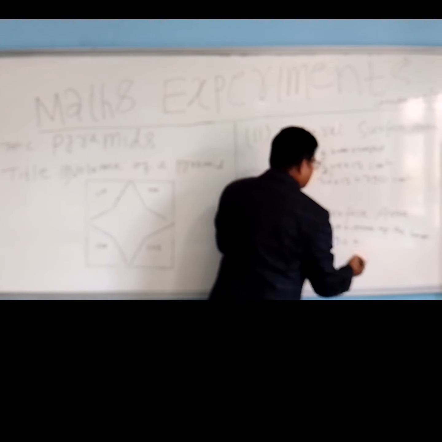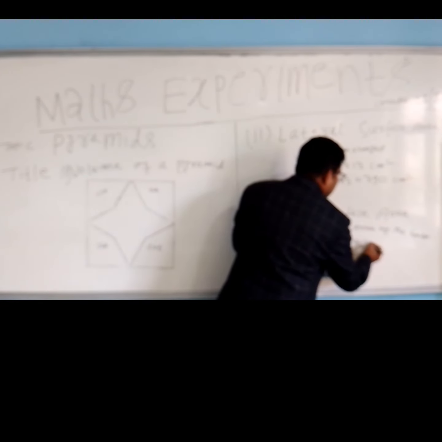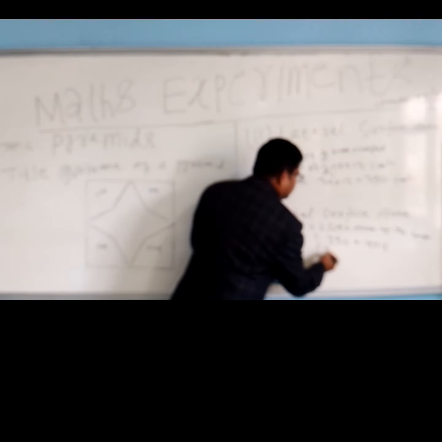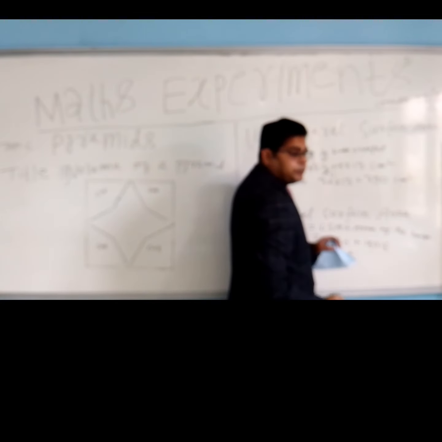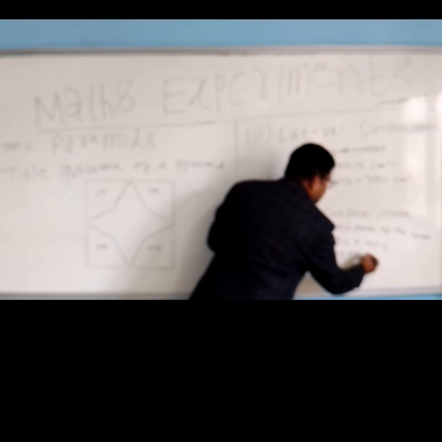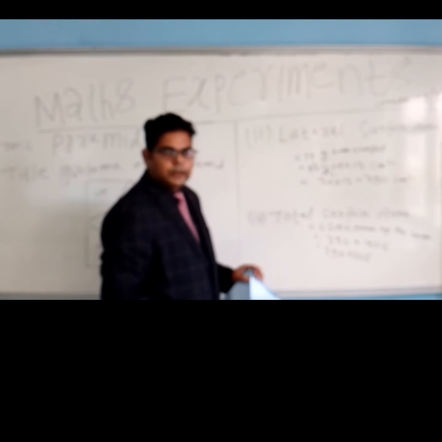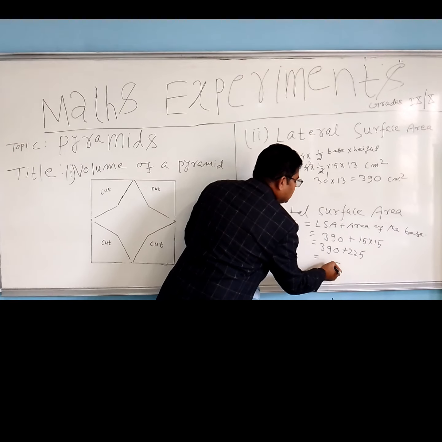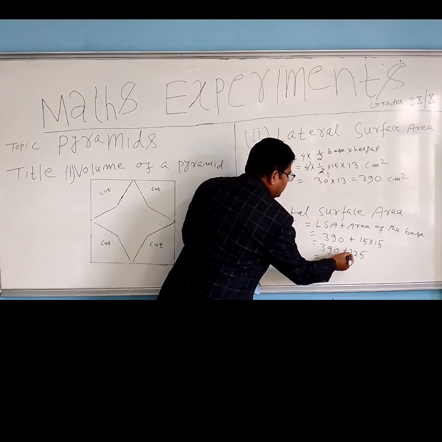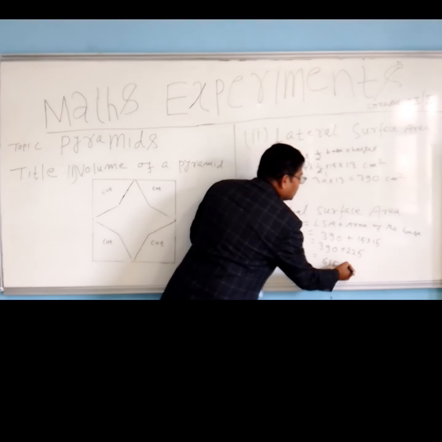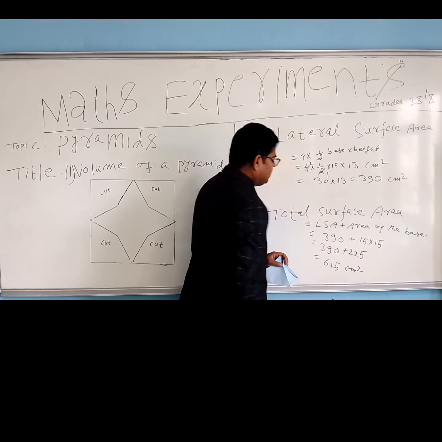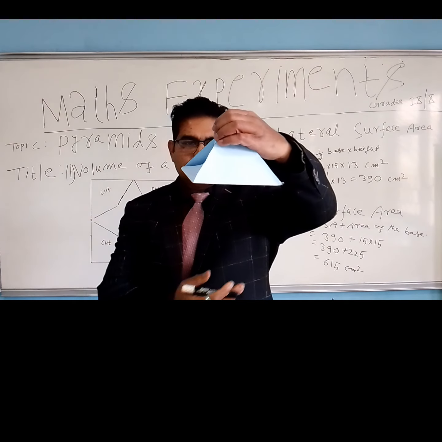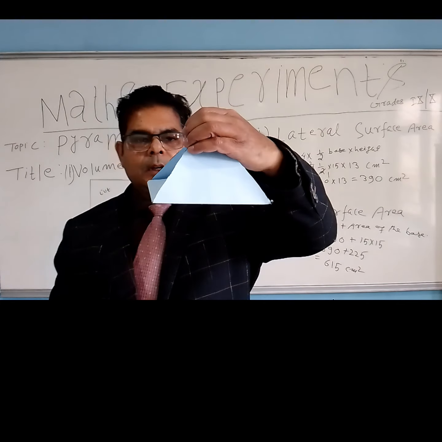Then plus the area of the base, which means its length is 15 and its breadth is also 15, or you can write 15 squared over here. So it is 390, and 15 times 15 is 225. Otherwise you can use the calculator to calculate this. So the sum is 615, and then this is in square centimeters. This way you can calculate the total surface area, and you can also demonstrate such an activity by making a model like this.